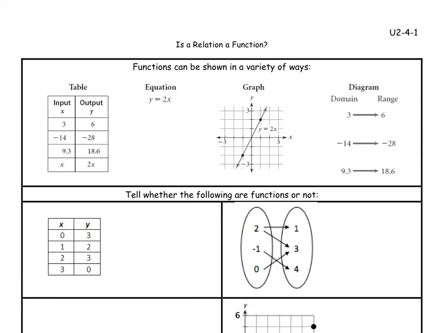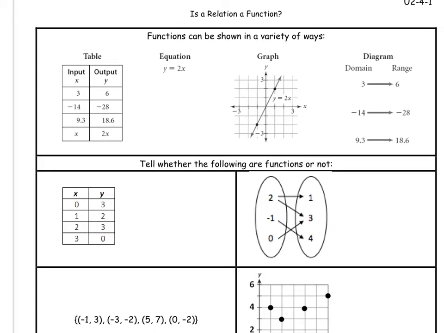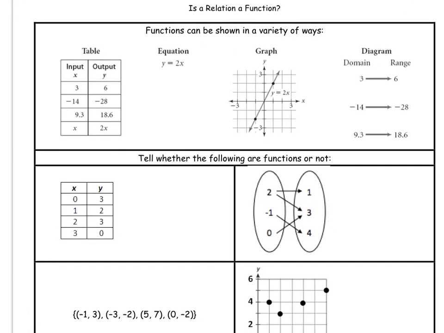Functions can be shown in three different ways. A function can be shown as a table. We were looking at input and output tables in the last set of notes. We can write a function as an equation. We can show a function as a graph, and we can also show it as a diagram. This diagram is called a mapping diagram.